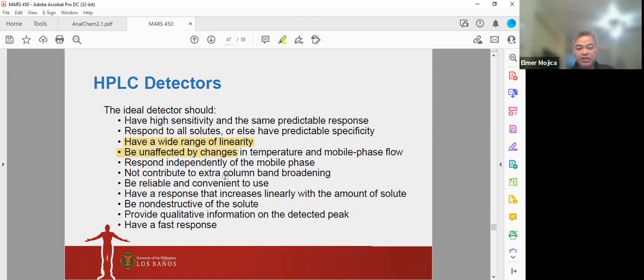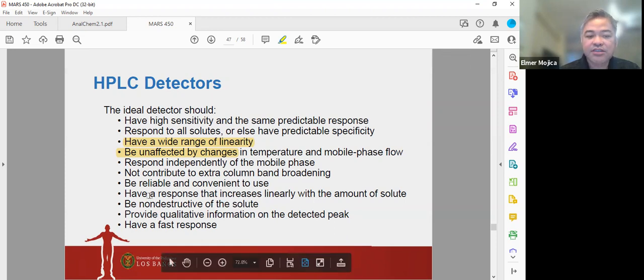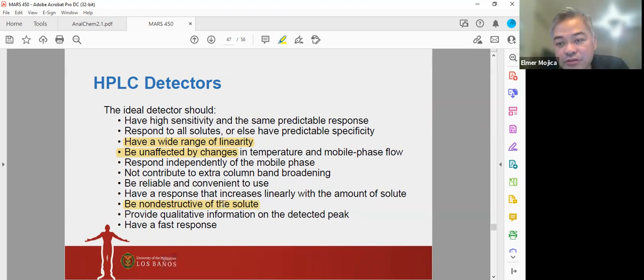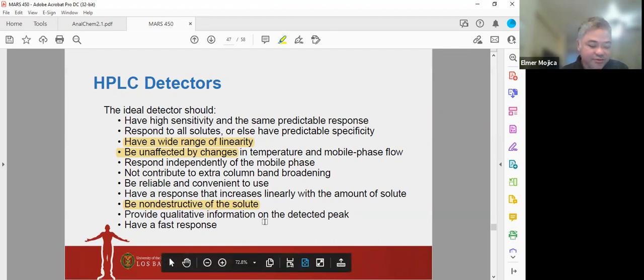It should not contribute to extra column band broadening, and be reliable and convenient to use. It should have a response that increases linearly with the amount of solute, so the higher the concentration, the higher the signal. As much as possible, it's non-destructive, so you can still recover your sample and make use of it. It should provide qualitative information on the detected peak, and most importantly, it has a fast response.